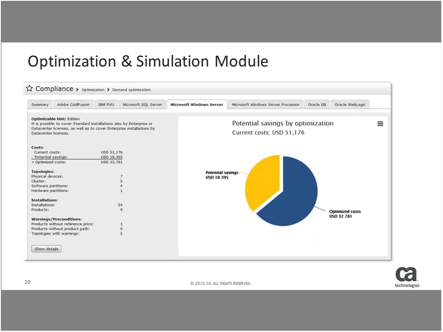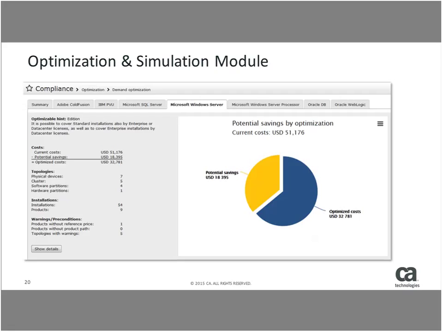So in this case, I'm looking at the Windows Server environment, and again, this is a very small example based on the topology that we looked at. I see a potential cost savings of about $50,000. Now, optimization depends heavily on completeness and accuracy of the underlying data to support that analysis.